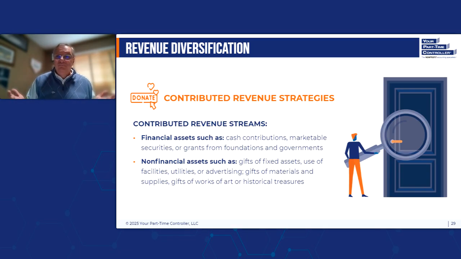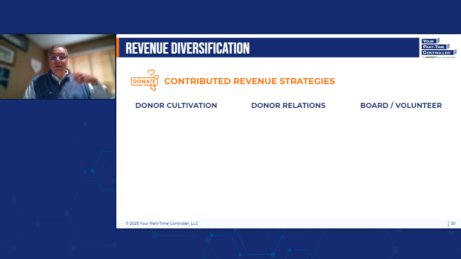Contributed revenue, think of it like this. Somebody wants to give you money, but they're not expecting anything in return. So that's where your grants are, your donations, your gifts, in-kind donations, gifts of fixed assets. So I'm going to give you money, and I'm not expecting anything in return for that gift I'm giving you. So some options when it comes to contributed revenue to think about alternatives: you can cultivate your donors.